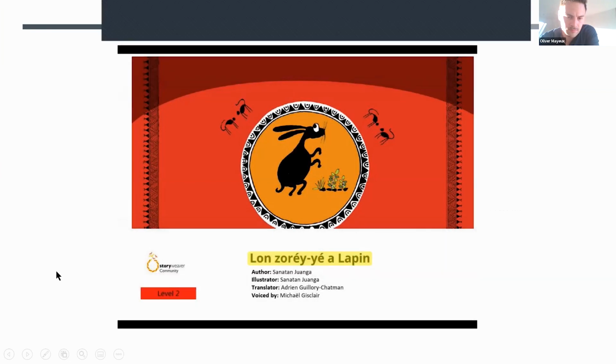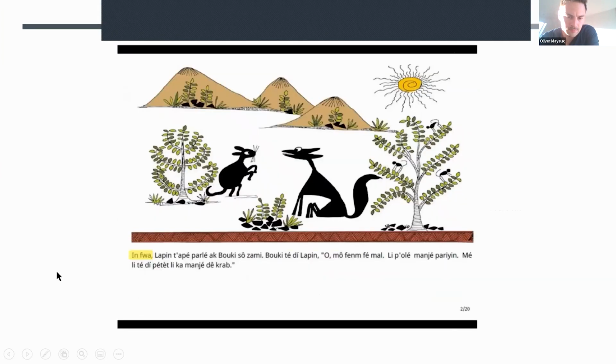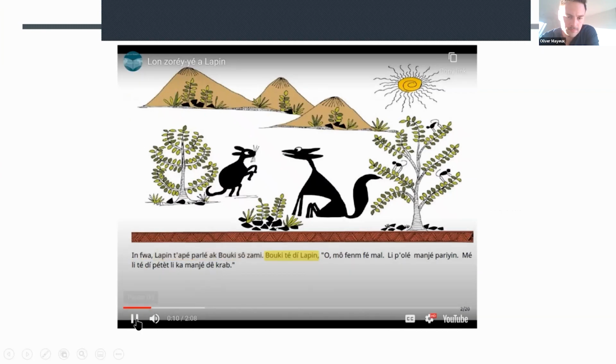Les oreilles à lapin. Une fois, lapin t'a pu parler avec Bouki, son ami. Bouki t'a dit lapin, oh, ma femme fait mal.